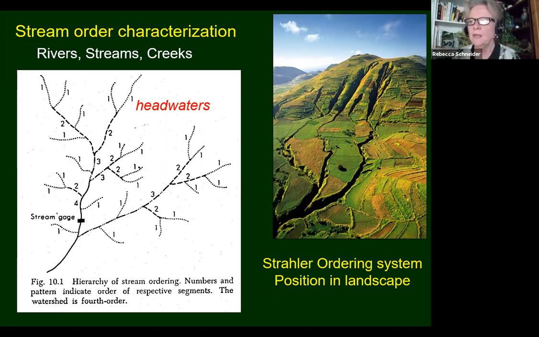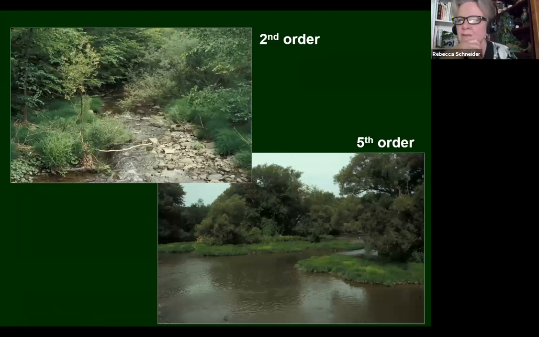What's interesting is that if we were to measure the length of all the first orders, add those up, and then all the second orders and add all those up, it turns out that that represents almost three-quarters of the total length of the stream channel network. So most of every watershed is really these small headwater streams. This is important because they're very different in how they function.